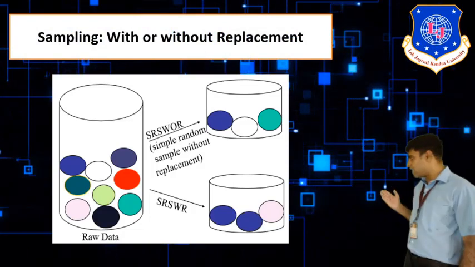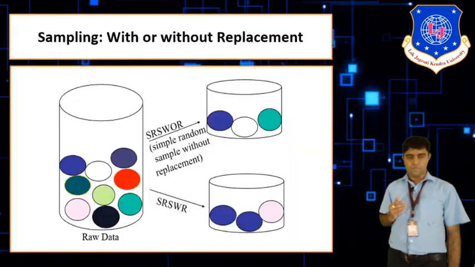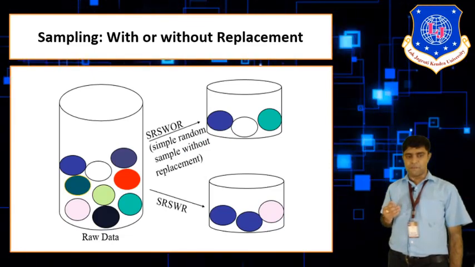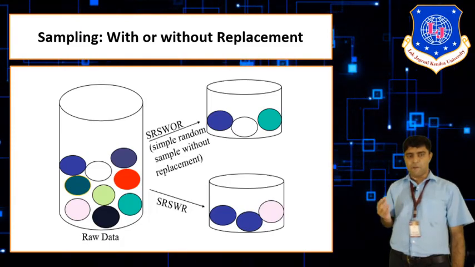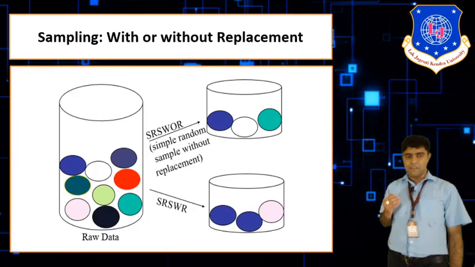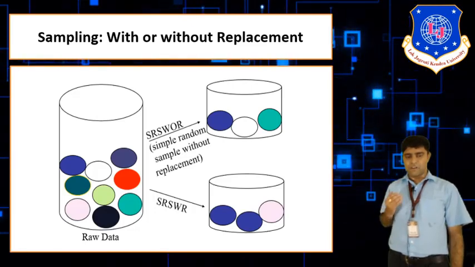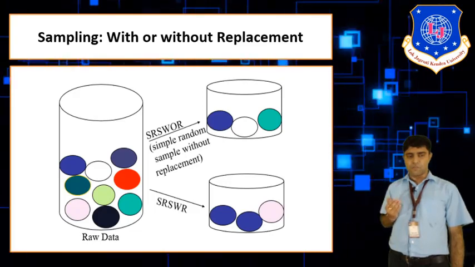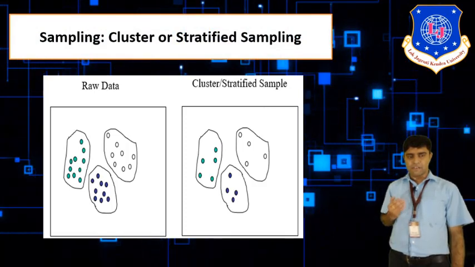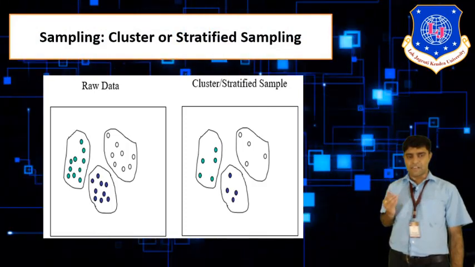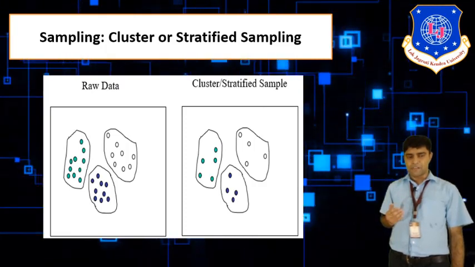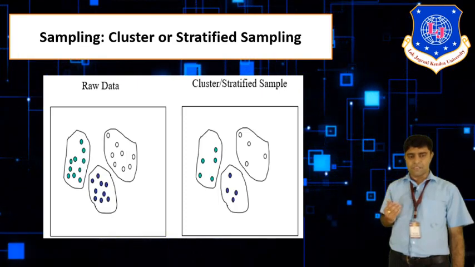Now we can see in the figure where sampling of raw data is used. Simple random sampling without replacement means once an object is selected, it is removed from the population, and simple random sampling with replacement means data is selected but is not removed from the population. That is the example shown of sampling techniques. Next is cluster or stratified sampling. Raw data is taken and grouped into clusters, and sampling is done with similar data in one cluster and dissimilar data in another cluster. That is called cluster sampling.